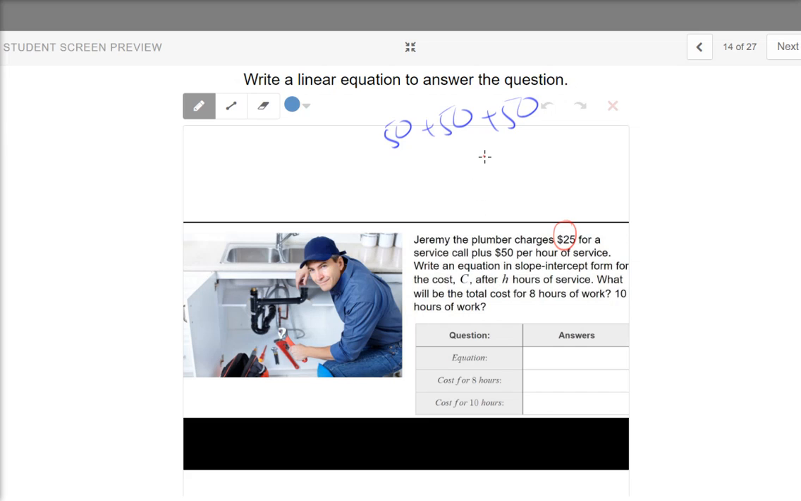So the cost is going to be C is equal to M. Well, I'm going to write the rate of change, and depending on how many there are, so 1, 2, 3, in this case 3, plus the initial value, plus B.